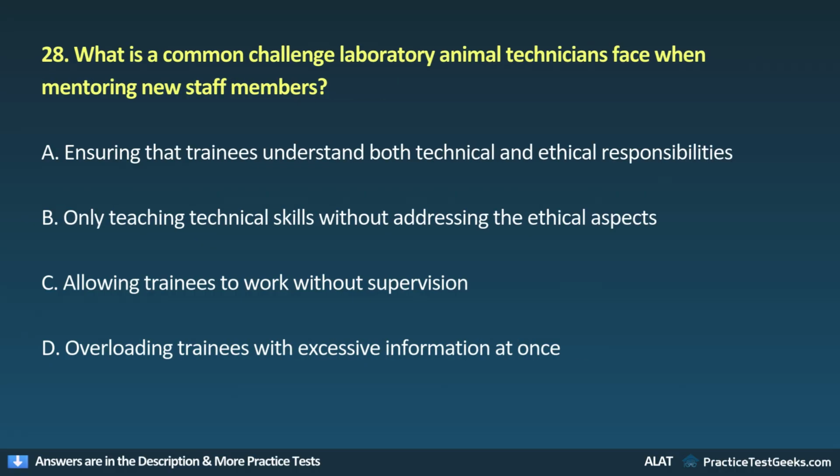28. What is a common challenge laboratory animal technicians face when mentoring new staff members? A. Ensuring that trainees understand both technical and ethical responsibilities. B. Only teaching technical skills without addressing the ethical aspects. C. Allowing trainees to work without supervision. D. Overloading trainees with excessive information at once.